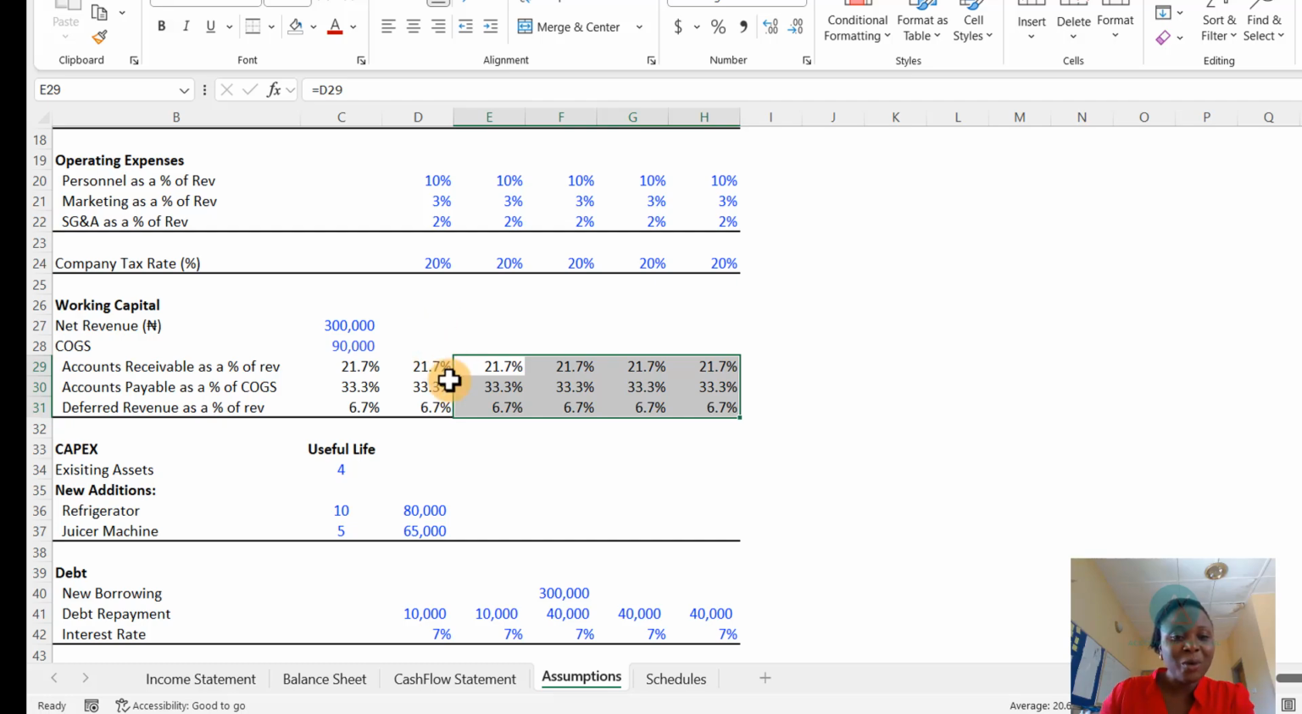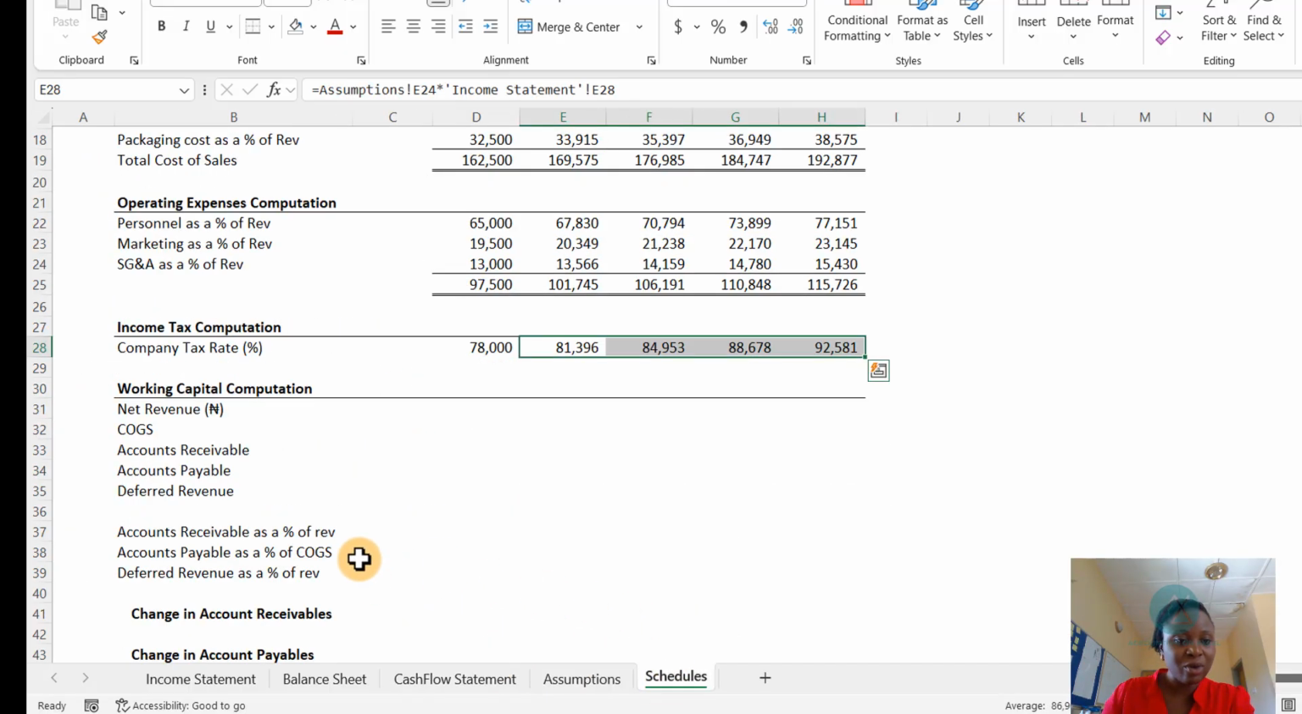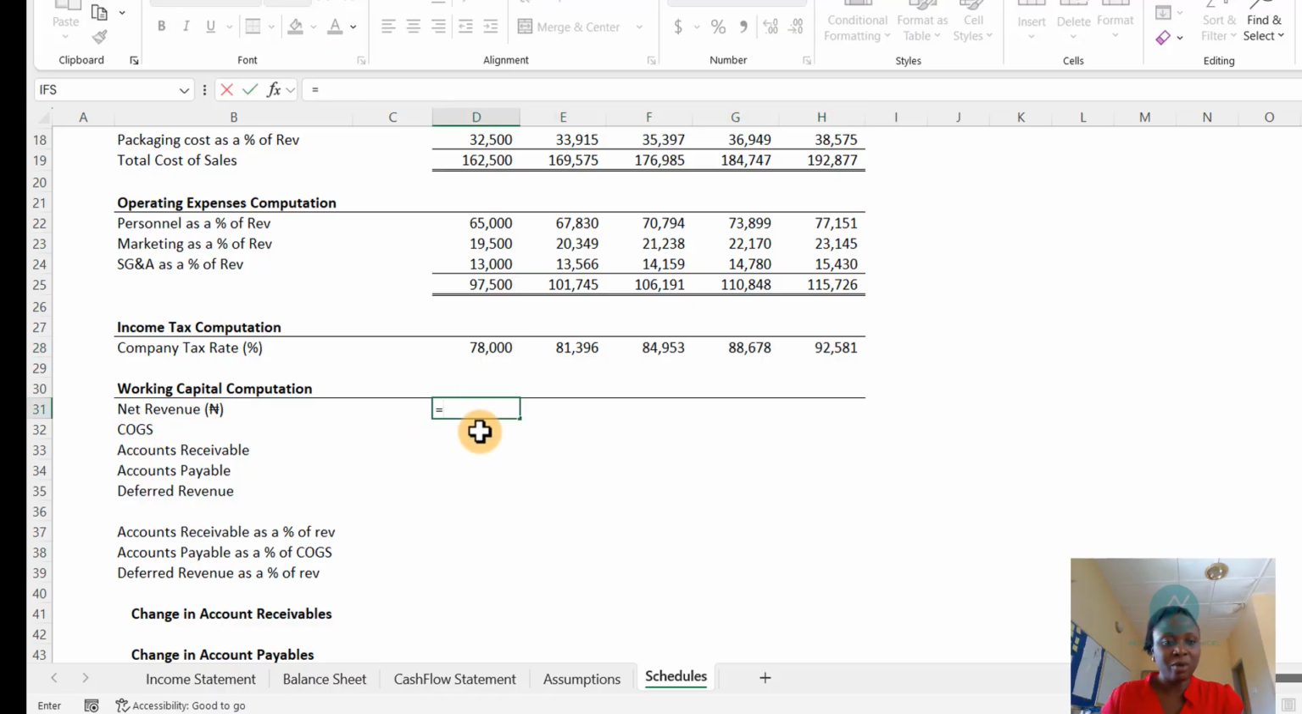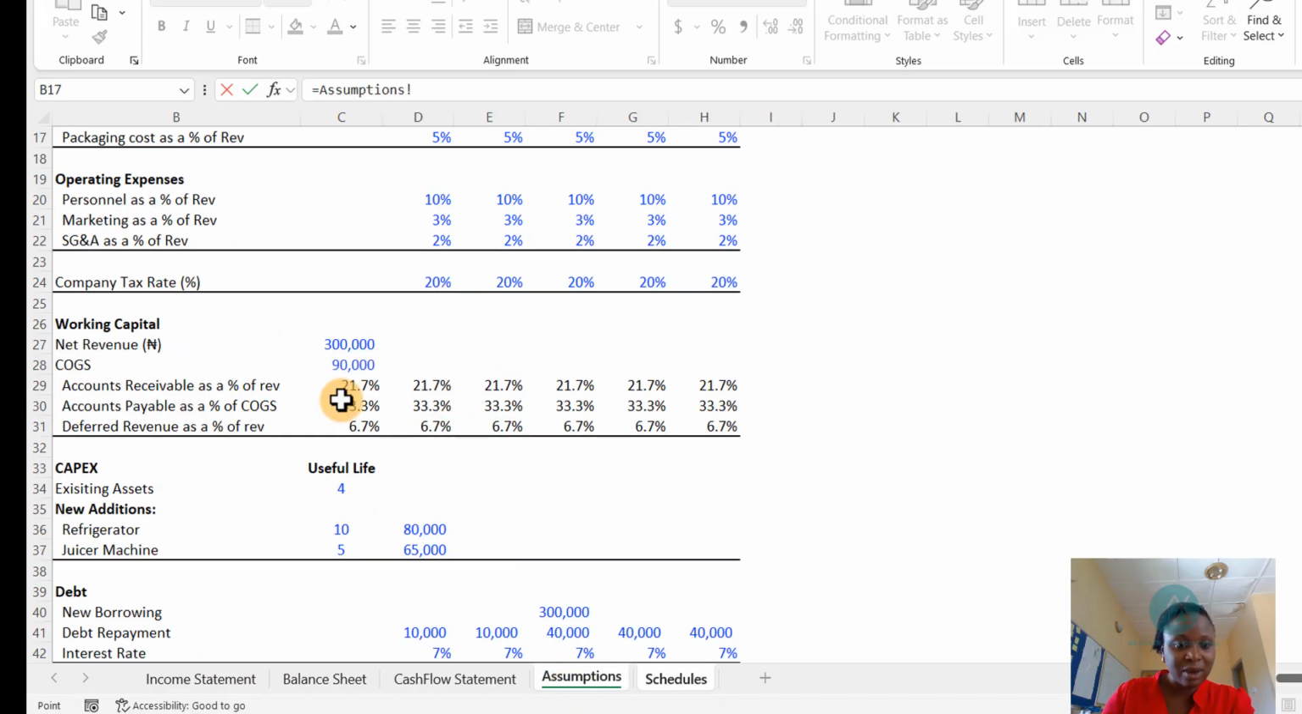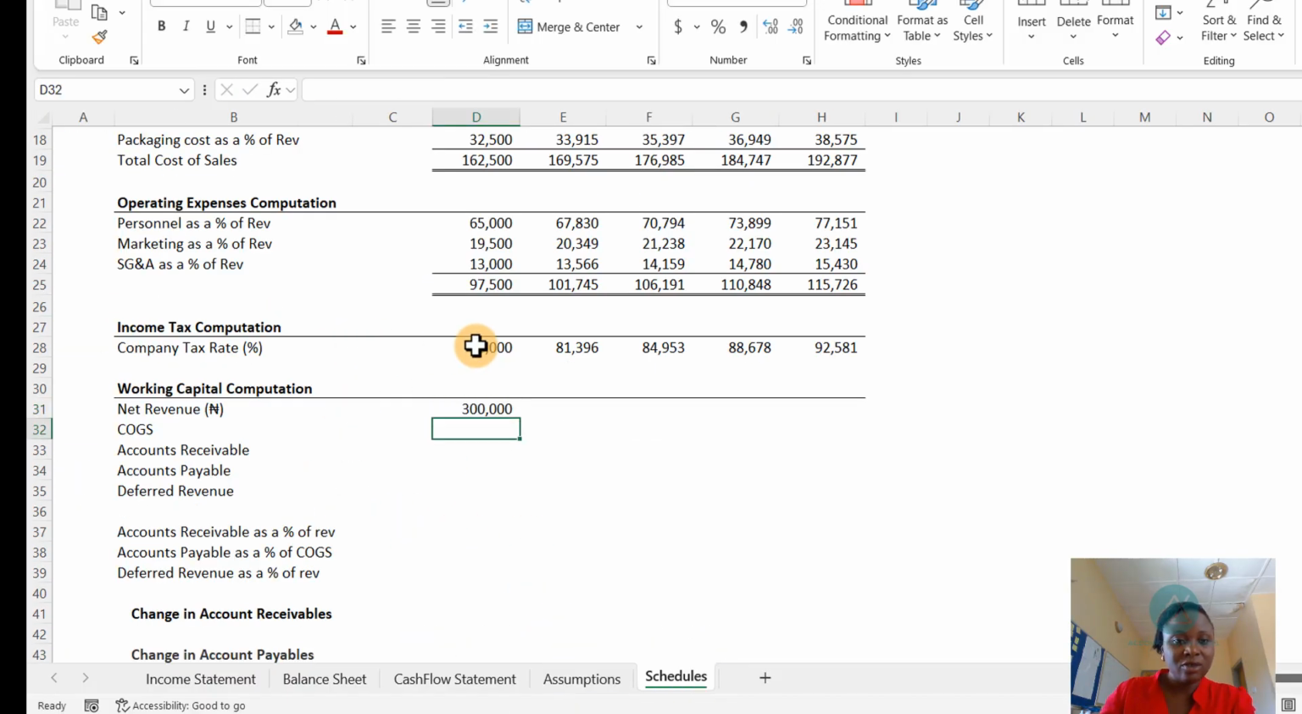All right. So we've gotten the percentage for account receivable we use in computing. So the next thing for us is to go to our schedule. We need to compute it. So we'll bring in this net revenue and cost of goods sold. So our net revenue will come in here. So this, and we'll go to assumption and bring in this. So the same thing we can, yes.